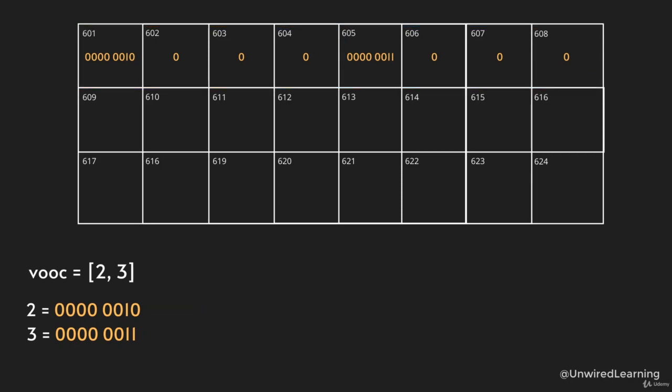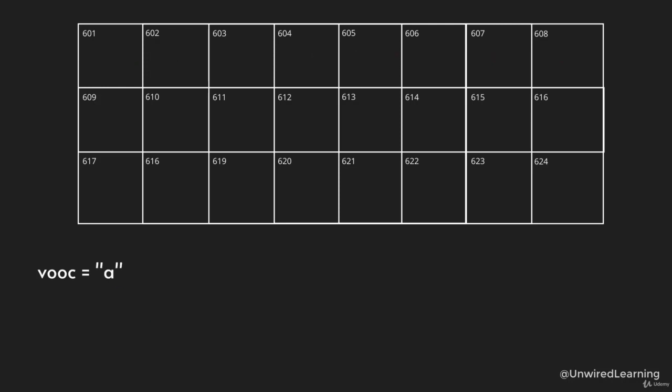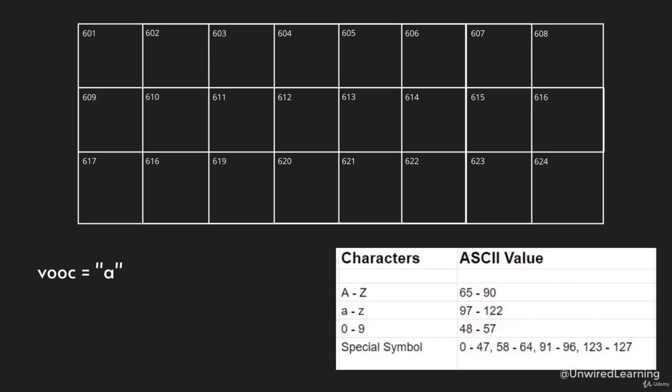Now you might be thinking that if integers are stored like that, how we are going to store strings? So strings usually follow ASCII code. So if you remember in your computer science class, if not, do search about ASCII codes. So capital A has a value of 65, capital B has a value of 66, and keep following that.